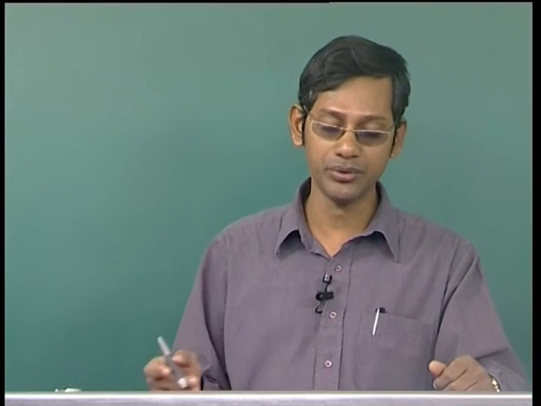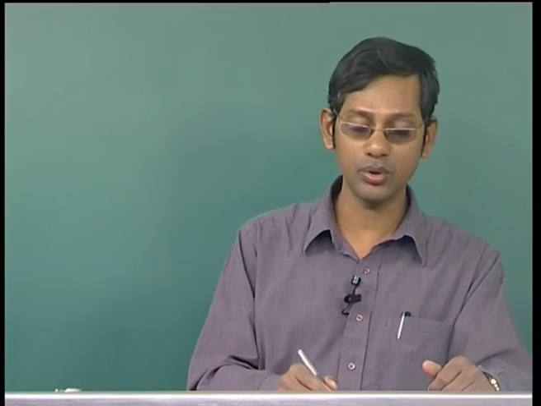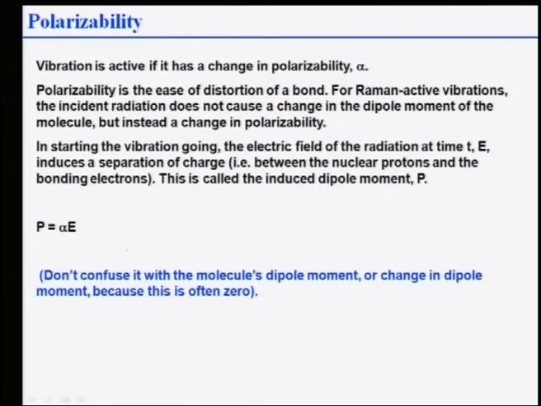A tensor is like a vector which can be used to show the variation of alpha with direction. Now a vibration is Raman active if it has a change in polarizability. Any vibration in the molecule, if you put in energy, will be Raman active if there is a change in the polarizability alpha. So basically, polarizability is the ease of distortion of the bond. Therefore, for Raman active vibrations, incident radiation does not cause a change in the dipole moment of the molecule, but it changes the polarizability of the molecule. That means it changes the electronic distortion of the molecule.